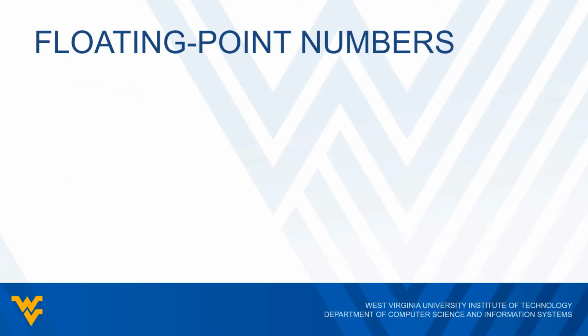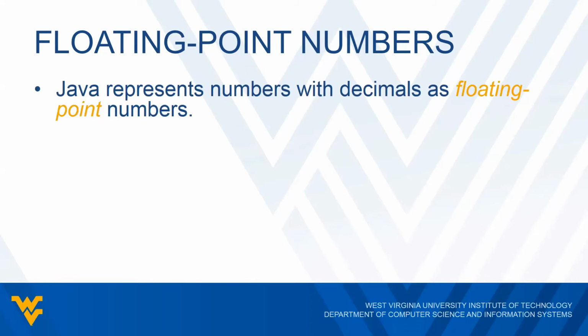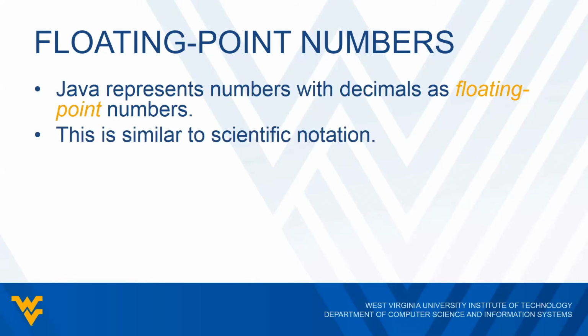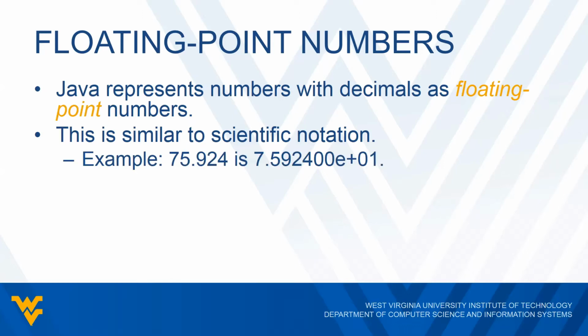And the last primitive data type is the floating point number, which Java uses to represent numbers with decimals. And this is actually very similar to scientific notation. So just to give an example, if we type out 75.924, the way it would actually be represented in Java is in scientific notation. So it would be 7.592400. And so that would be stored in one place. And then the other part would be the exponent, so the 0, 1. And then Java uses that information to calculate its number.